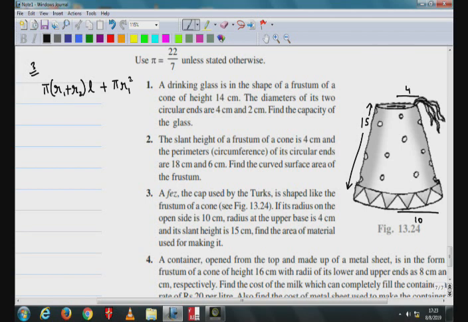Now in substitution, you can take things common. We can take pi as common. So it will be (R1 plus R2) into L plus R1 square. The radii are given as 10 and 4, so this is (10 plus 4) into slant height, which is 15, plus R1 square. R1 means the small radius on the closed side, on the upper base, which is 4.